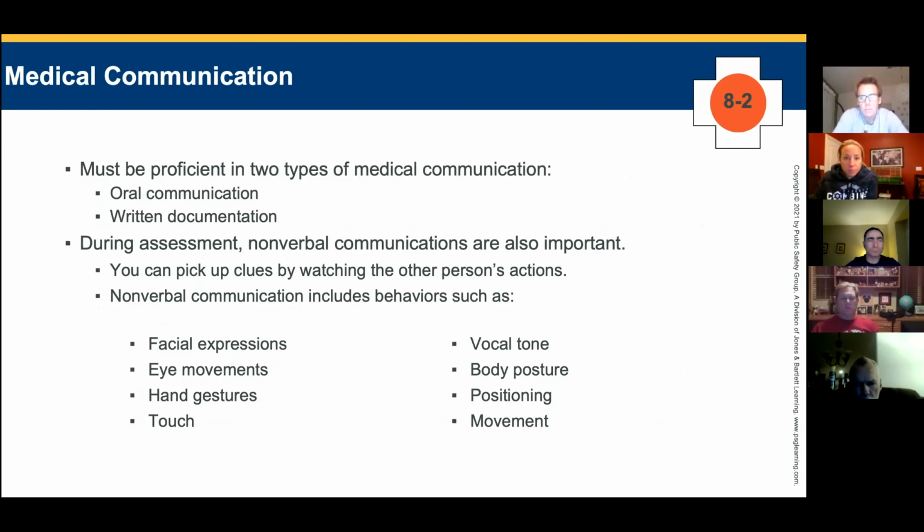In medical communication, we need to be proficient in two types of communication, oral and written. During the assessment, nonverbal communication is also important. You can pick up clues by watching the other person's actions. Nonverbal communication includes behaviors such as facial expressions, eye movement, hand gestures, touch. I think you can read the slide as well as I can, so I'm not going to read it to you all the way.